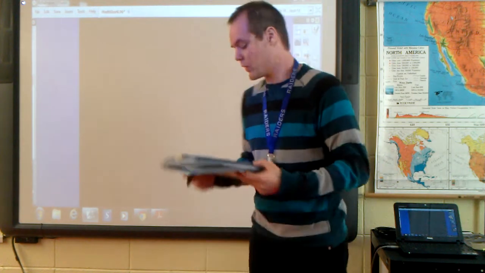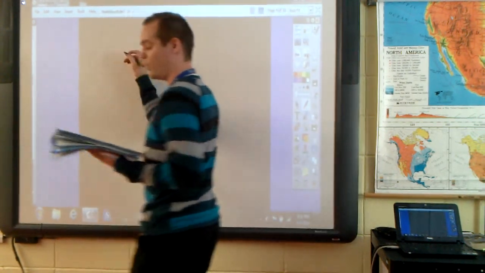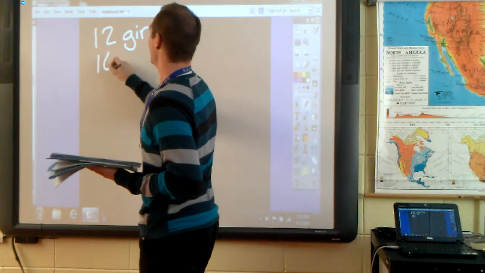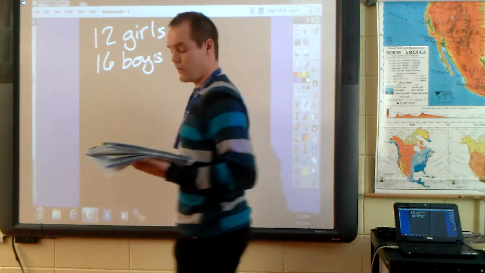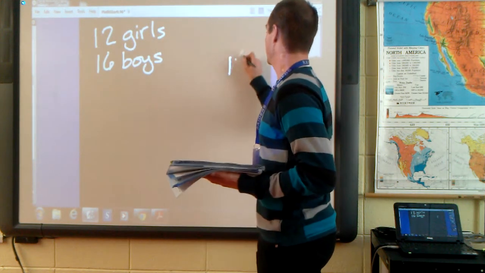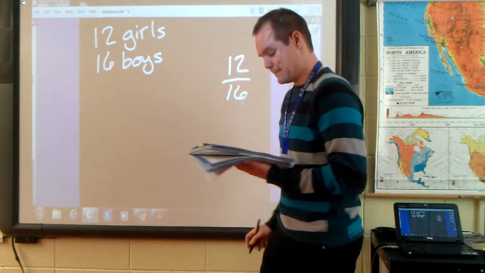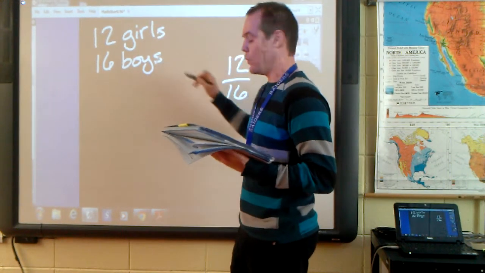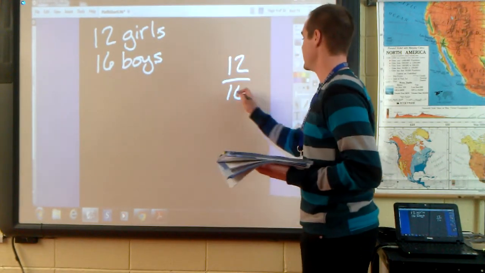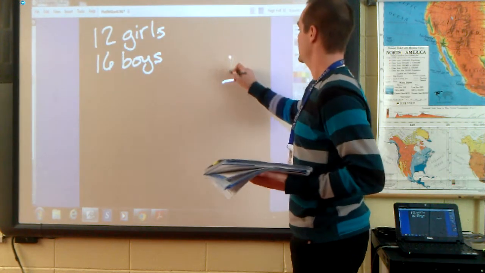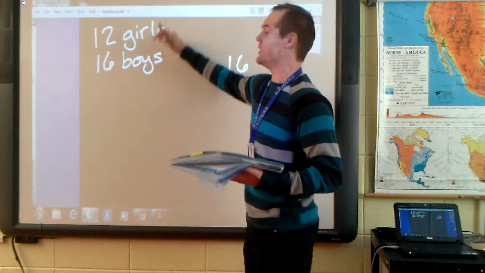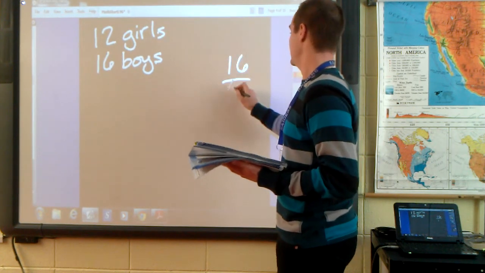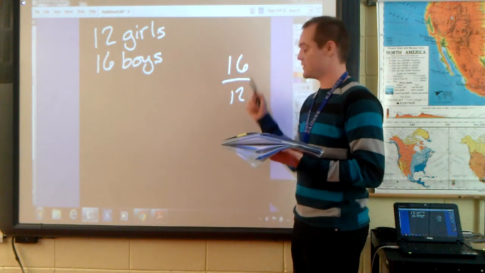It says there were 12 girls and 16 boys in the class. So we have 12 girls, 16 boys. Oh, sorry. It said there were 12 girls, 16 boys. What is the ratio of boys to girls? Remembering that because they asked us what the ratio of boys to girls was, we put the first term on top. So boys to girls. So the ratio of boys to girls is 16 to 12.